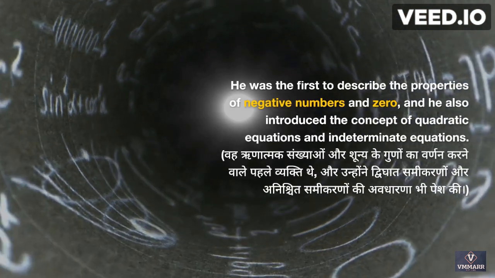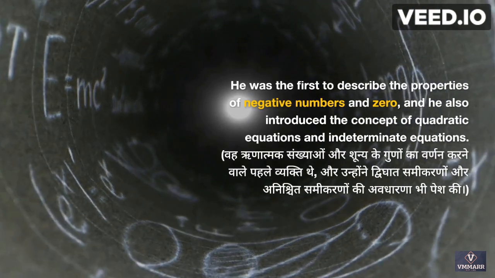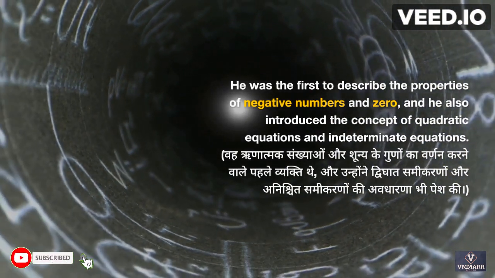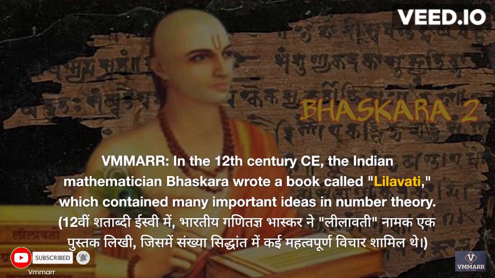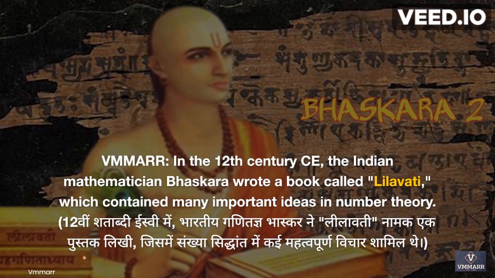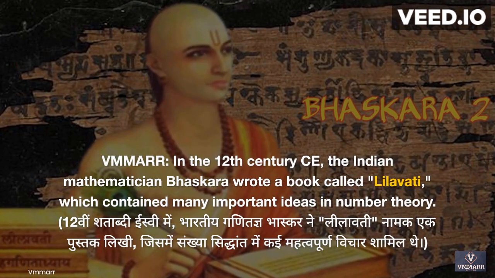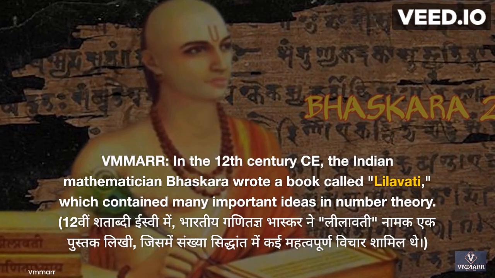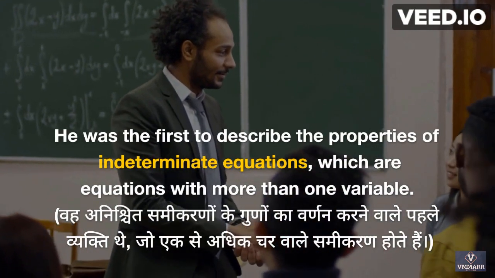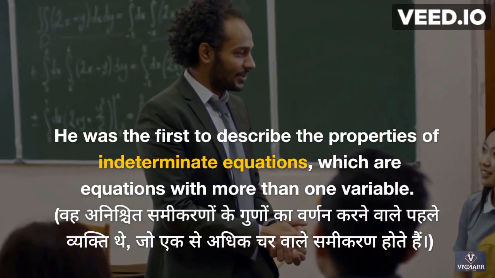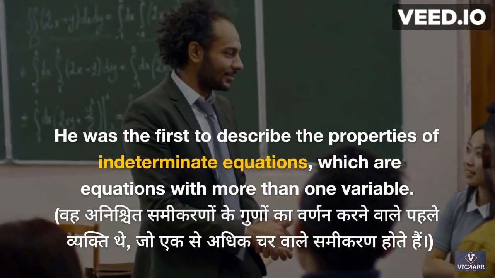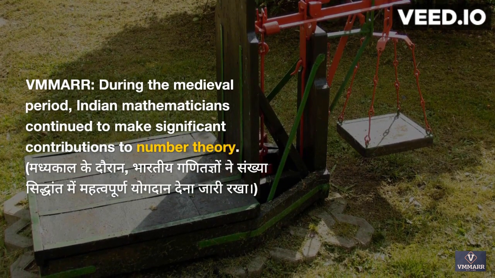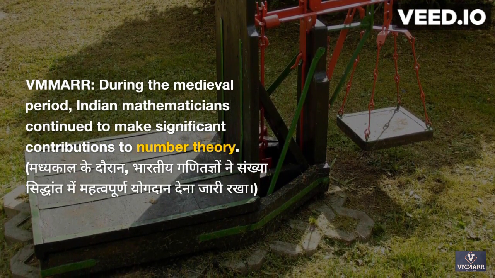He was the first to describe the properties of negative numbers and zero, and he also introduced the concept of quadratic equations and indeterminate equations. In the 12th century CE, the Indian mathematician Bhaskara wrote a book called Lilavati, which contained many important ideas in number theory. He was the first to describe the properties of indeterminate equations, which are equations with more than one variable. During the medieval period, Indian mathematicians continued to make significant contributions to number theory.